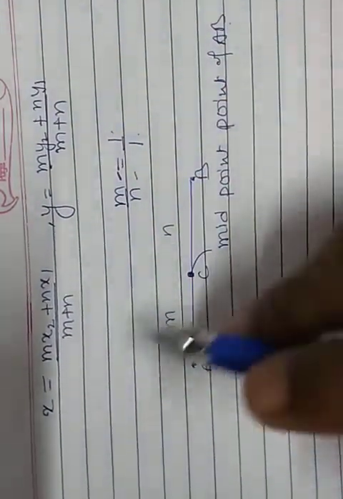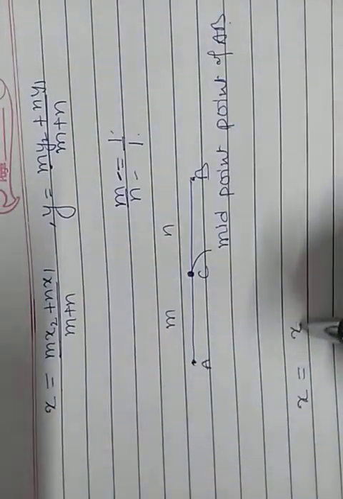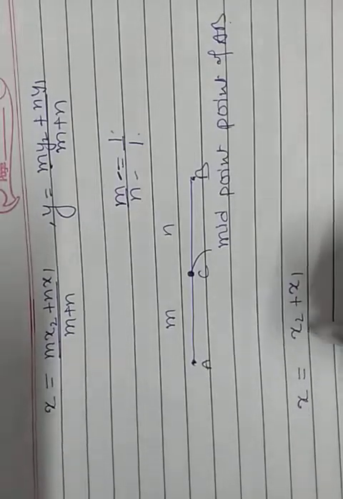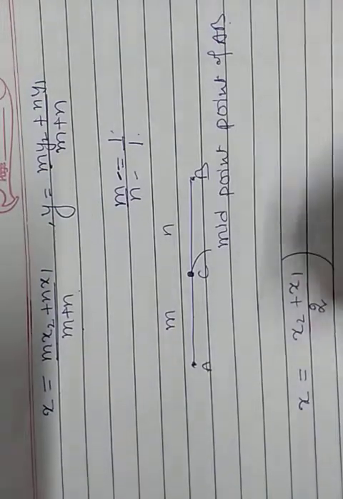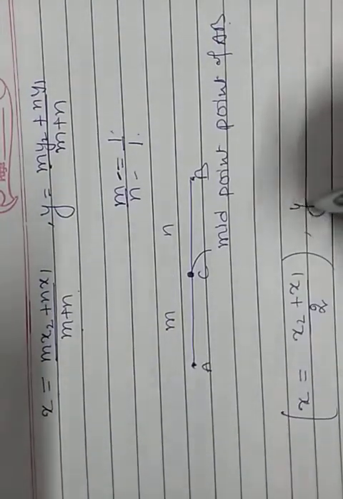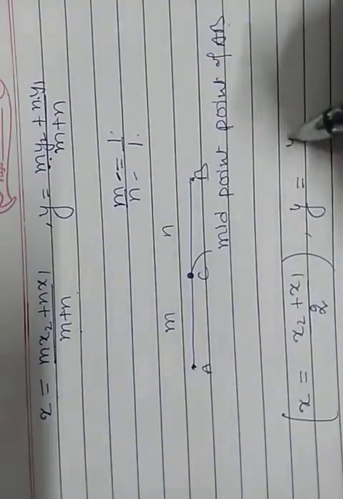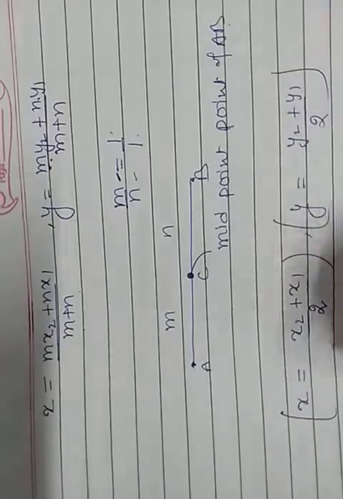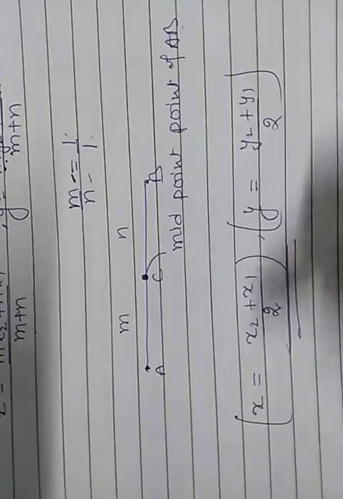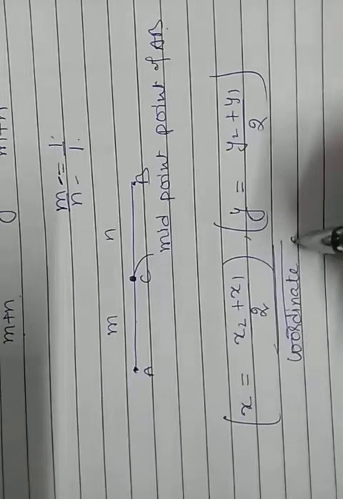Now substitute the two values. So x is equal to, as the value of m is 1 and n is 1, x2 plus x1 upon m plus n, 1 plus 1, that is 2. Similarly for y, m and n are 1 and 1. So it becomes y2 plus y1 upon 1 plus 1, 2. So this is the coordinate of the midpoint.